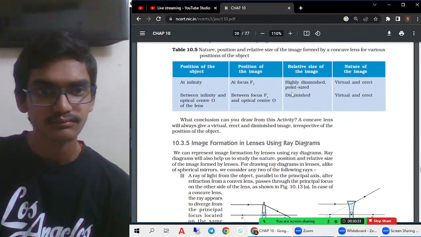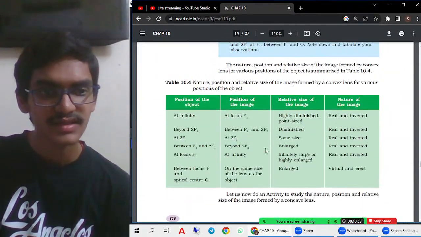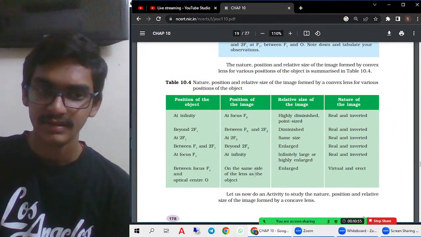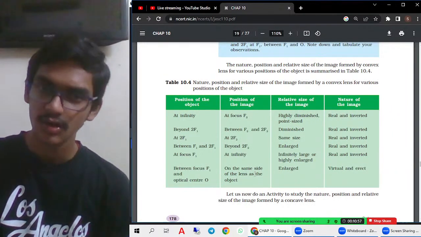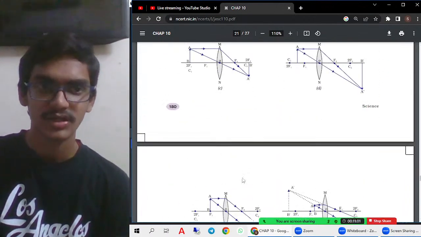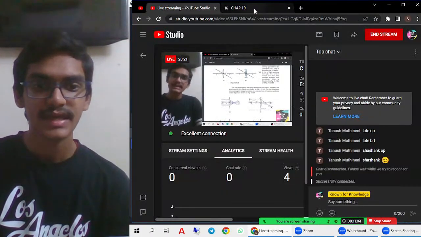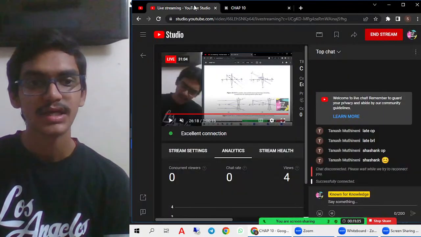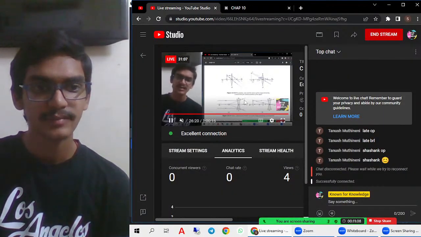So this is the 6th case. On the same side of the lens, where the object is placed, on that side only you'll get the object and you'll get the image. So this is the case which you have to remember, right? Now you got an understanding, right, how we'll actually remember the points.